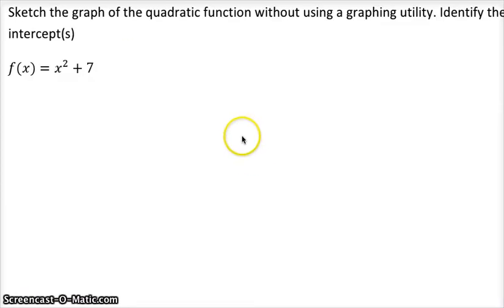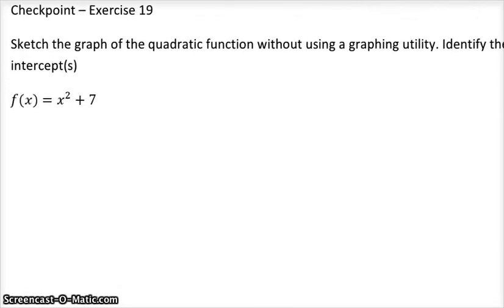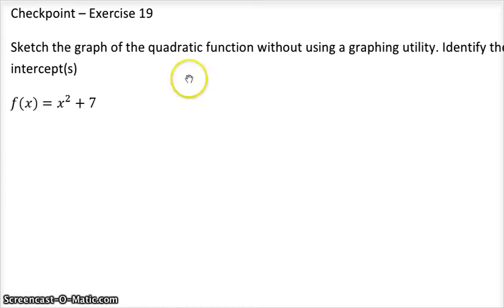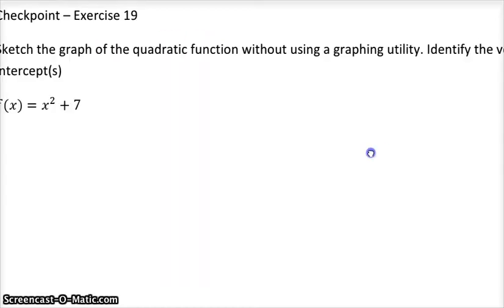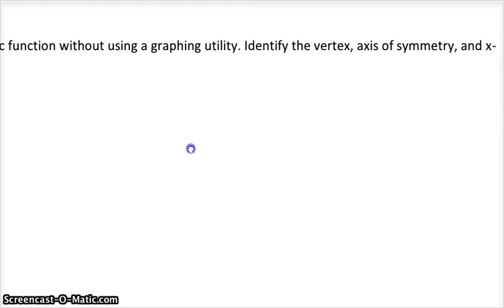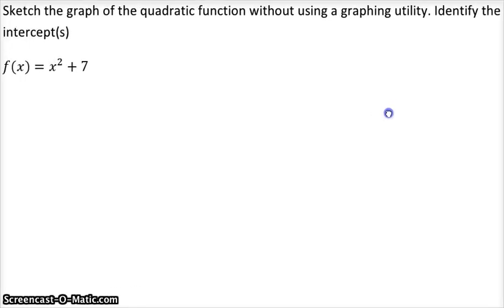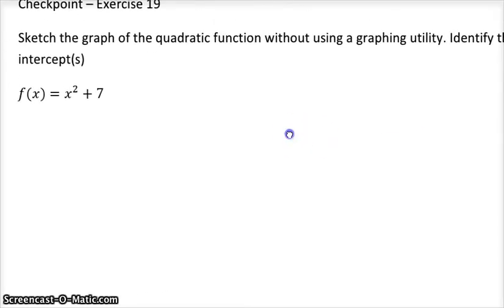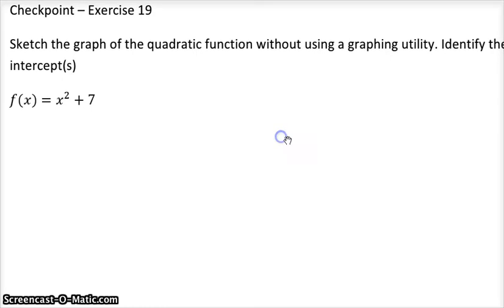Now I'm going to look at another problem, and this is further along here. This is actually example 19. It says to sketch the graph of the quadratic without using a graphing utility. Identify the vertex, axis of symmetry, and x-intercepts. I'm going to show you how you do that without even looking at a specific graph. The first thing you need to do is identify where the vertex is.